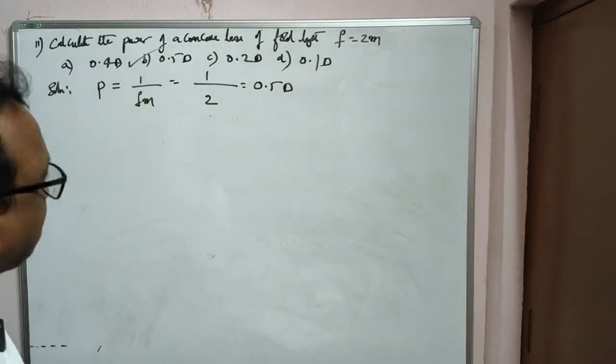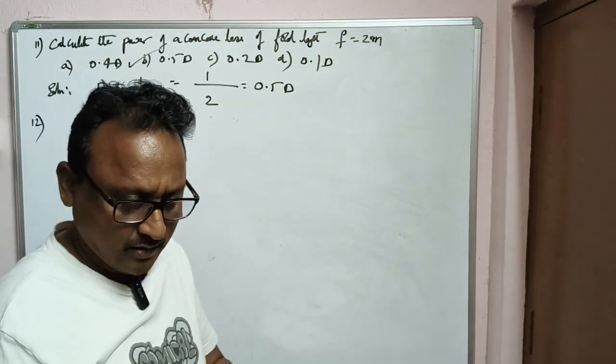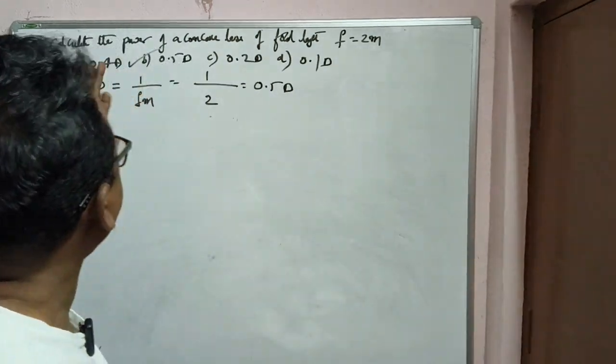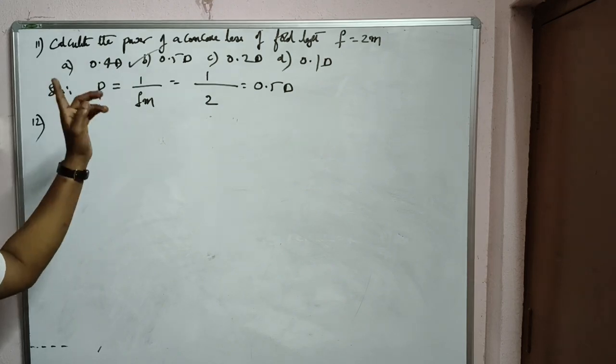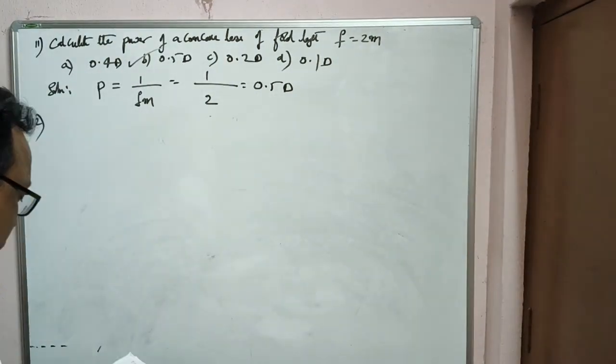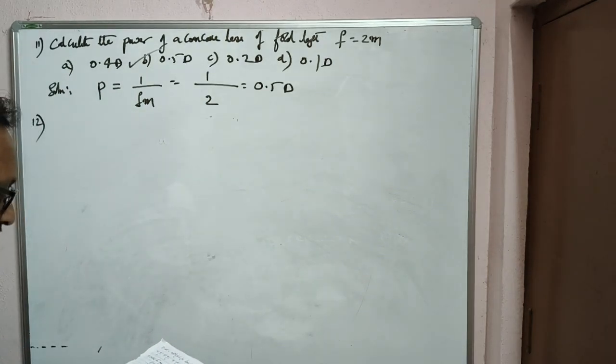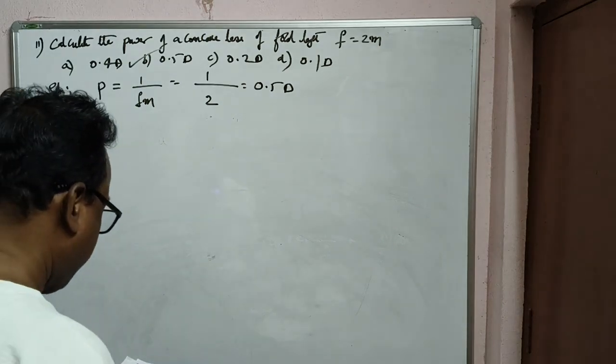Now let us go to the 12th question, please. Be careful regarding the formula. For mirrors it is minus 1 by F in meters for power, and for lenses it is 1 by F. Now in the 12th question you can see a little twisting question. He has given a question like this.